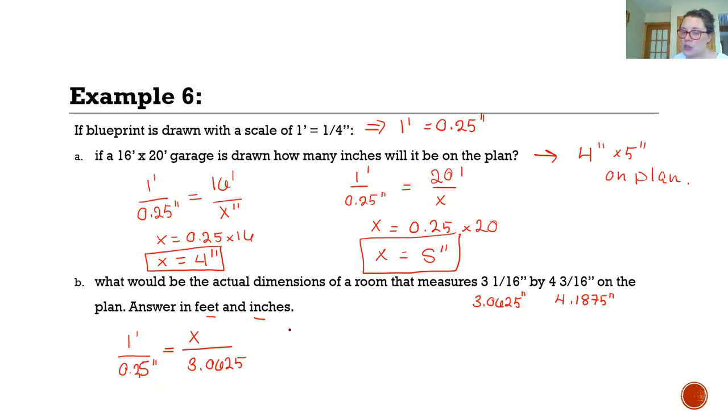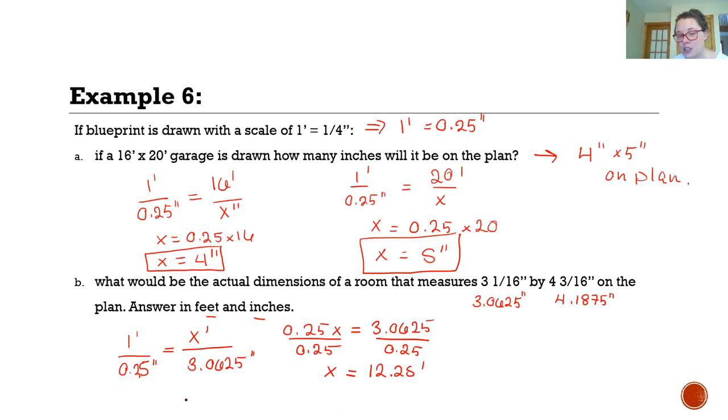Solving this, 0.25x equals 3.0625. Divide both sides by 0.25. And x is equal to 12.25 feet. You'll notice feet on the top here, feet on the top there, inches on the bottom, inches on the bottom. So our answer is in feet.